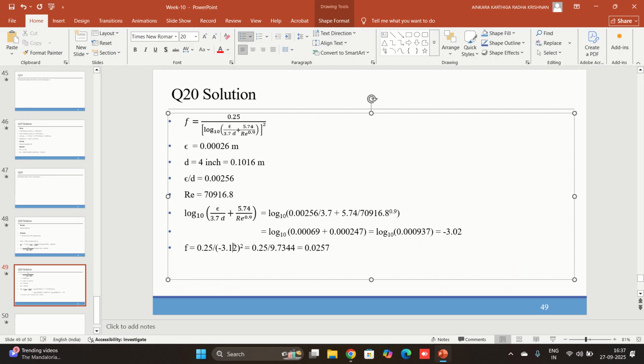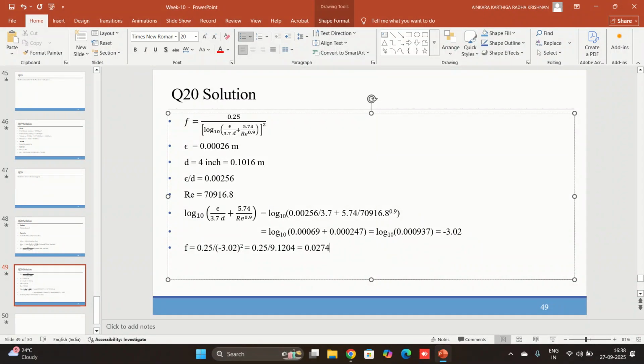So now here we have to substitute it in the original formula. So F becomes 0.25 divided by 3.02 square. 3.02 square is actually 9.1204. 0.25 divided by 9.1204 is 0.0274. So that is how we calculate the friction factor.